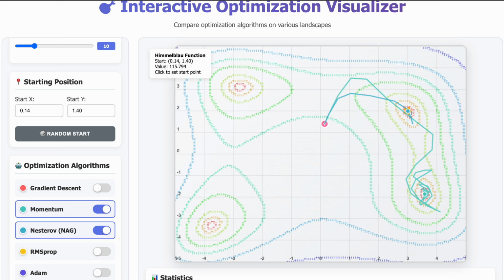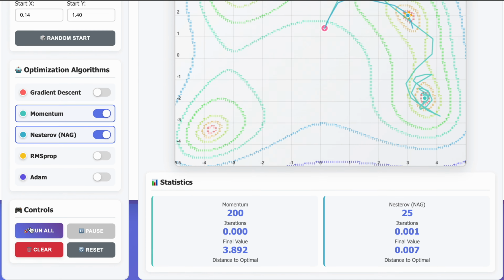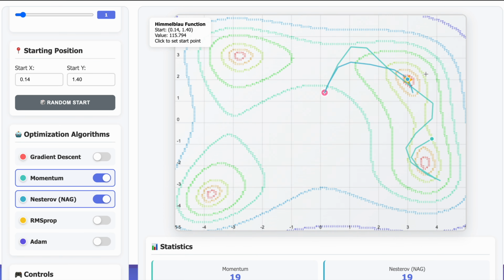It may happen that momentum, because of its speed from accumulated gradient, may escape the global minimum. It may happen because of the oscillations. The oscillations are so fast that it may escape. If I decrease the animation speed and run it again, you can see it just escaped the global minima to settle down in a local minima, because of its exceeding speed, because of its oscillation.